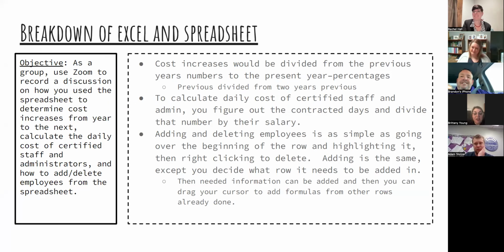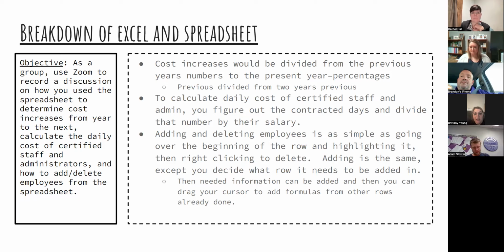So I just kind of added this in as the breakdown in Excel and spreadsheet. I am really good with Excel and spreadsheet stuff, so when Dr. C sent all that out, it was pretty easy for me to understand. I put this together, and it was kind of generic: when cost increases would be divided from the previous year's numbers and then present year percentages. I think Dr. C did something like that in the previous one for the school board, and then we messed with that as well.